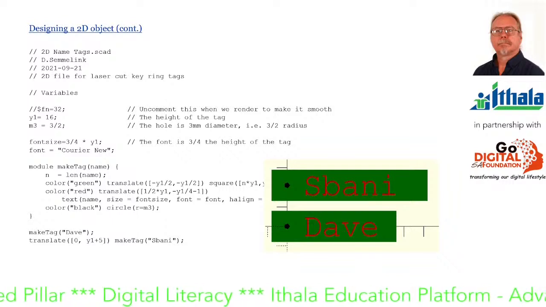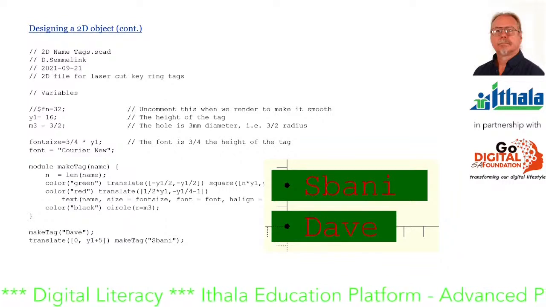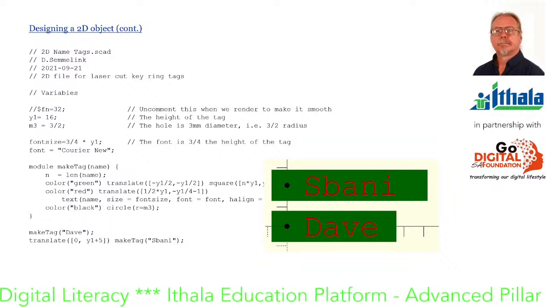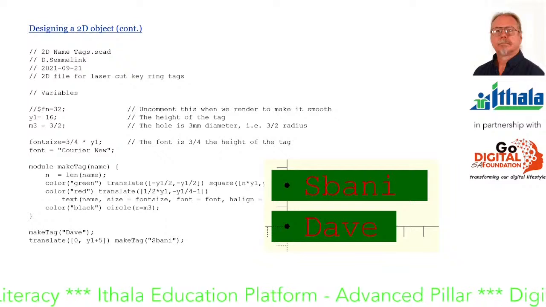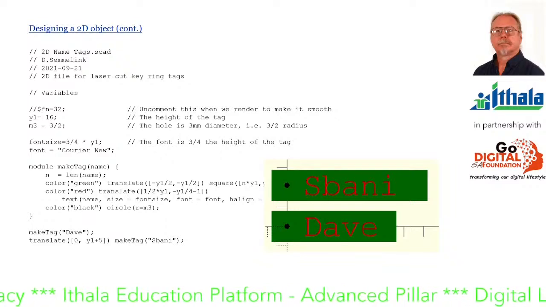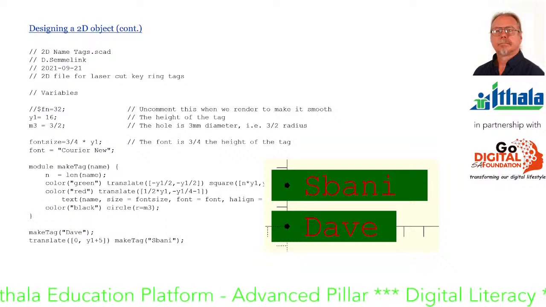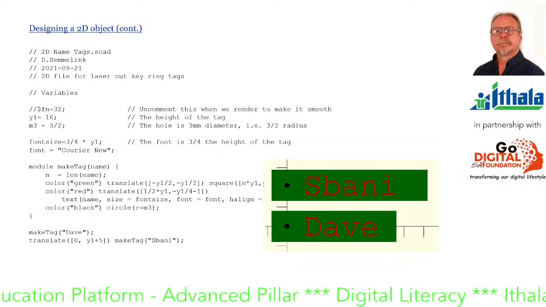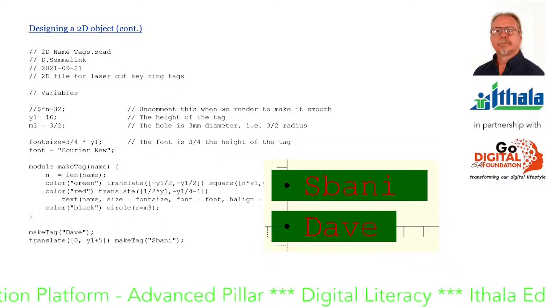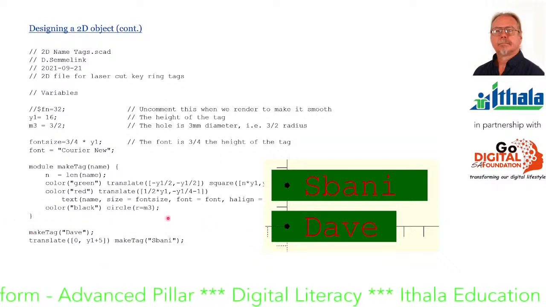Okay, let's make it more flexible again. Let's say we wanted to print several tags for different people. For 2 people, we can simply repeat the call to the module. But remember that we need to move the next tag away from the first tag, so we need to add a translate. We know the tags are y1 high, and we'd like to leave some space between them, so we add another 5 millimeters.